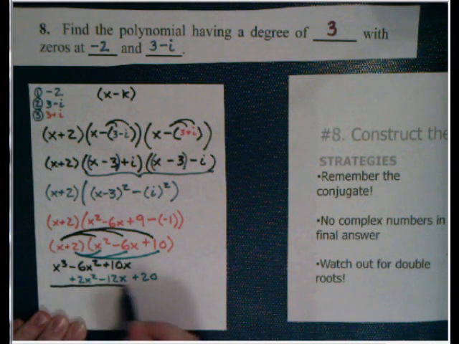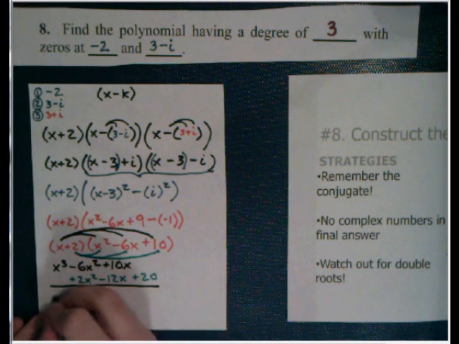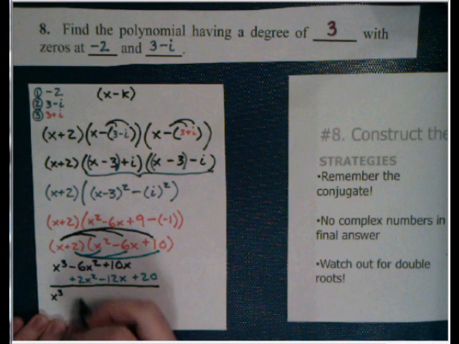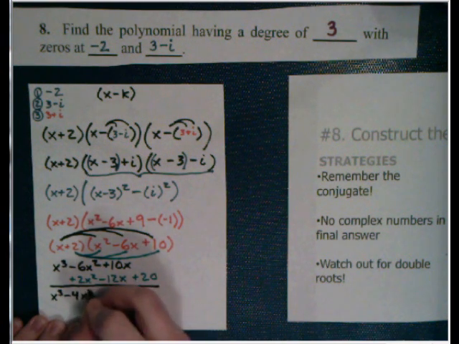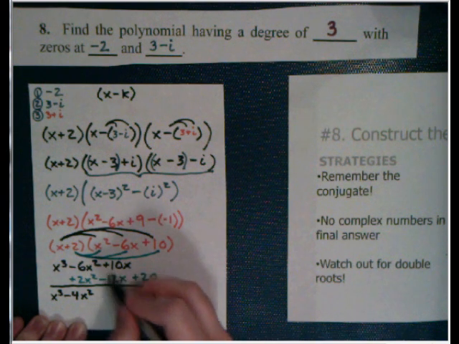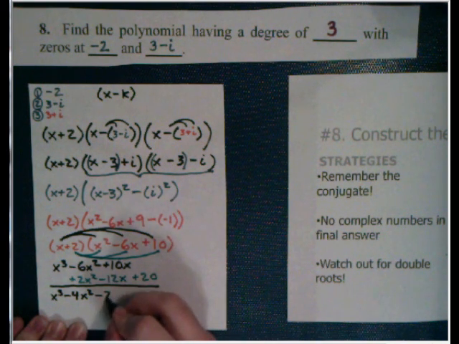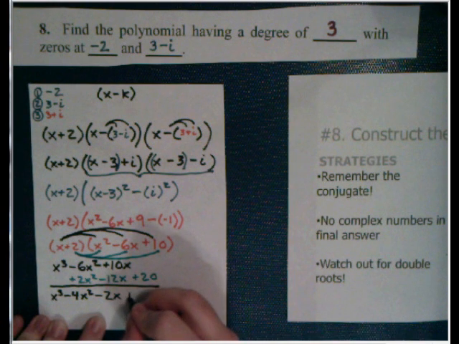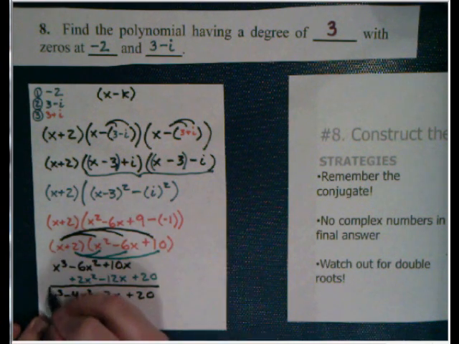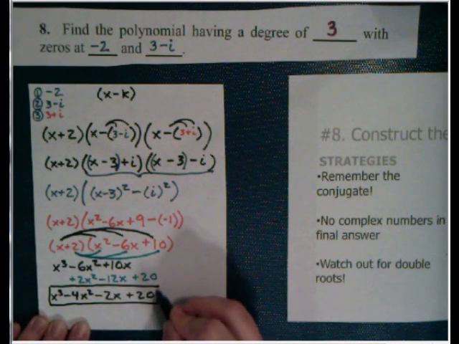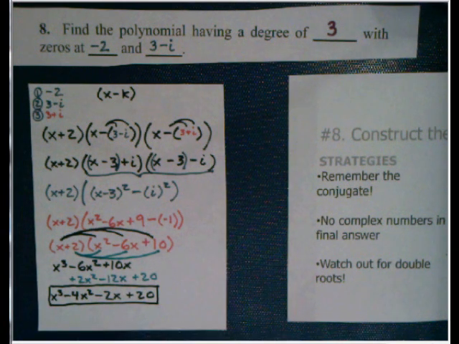So here we go. I'm kind of excited. So going down, x cubed. Then we've got minus 6 plus 2 is going to be negative 4x squared. Notice I'm being careful here. Positive 10 minus 12 is going to be minus 2x. And then plus 20. So I think that this is going to be my answer.